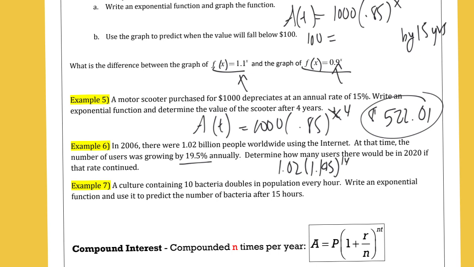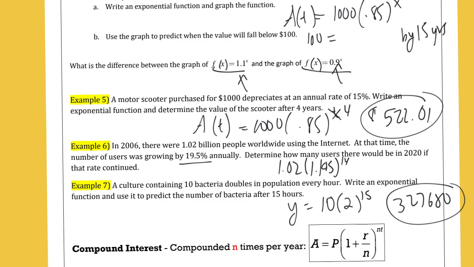Next one starts with 10 bacteria and it doubles every hour. Well, that means you put a 2 here. It's not 1.02. What is it evaluated after 15 hours? Okay, so this is our value, 10, 2 to the 15. And you would have 327,680 bacteria.